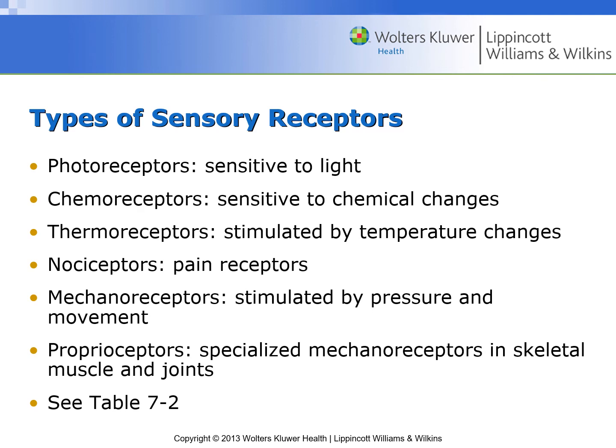Let's look at the types of sensory receptors. We have the photoreceptors, which are sensitive to light. We have the chemoreceptors, which are sensitive to chemical changes. We have the thermoreceptors that are stimulated by temperature changes. We have the nociceptors, which are pain receptors. We have the mechanoreceptors, which are stimulated by pressure and movement. We have the proprioceptors, which are specialized mechanoreceptors in the skeletal muscle and joints.